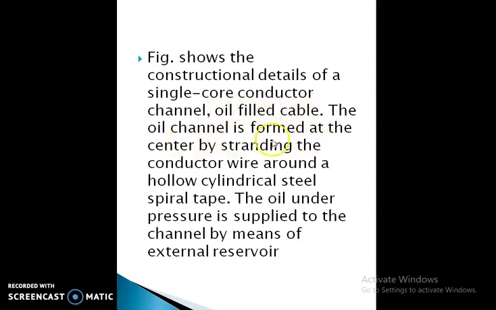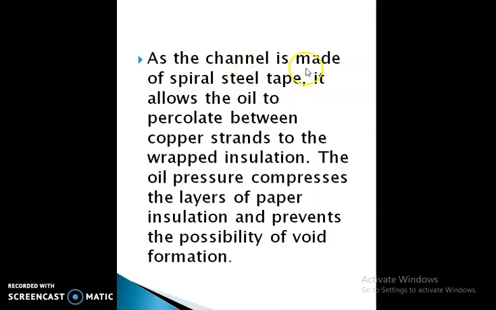The oil channel is formed at the center by stranding the conductor wire around a hollow cylindrical steel spiral tape. The oil under pressure is supplied to the channel by means of an external reservoir. Figure shows the construction detail of a single core external reservoir. As this channel is made of spiral steel tape, it allows the oil to percolate between copper strands to the wrapped insulation. The oil pressure compresses the layers of paper insulation and prevents the possibility of void formation.